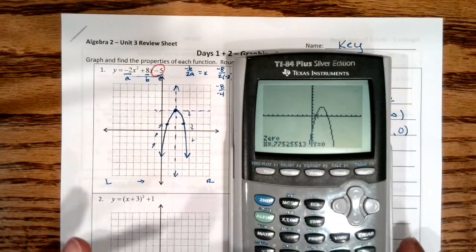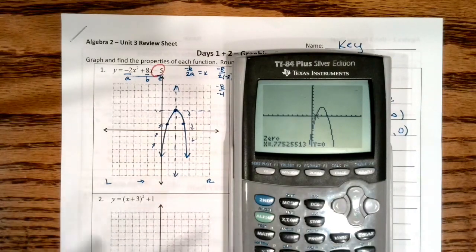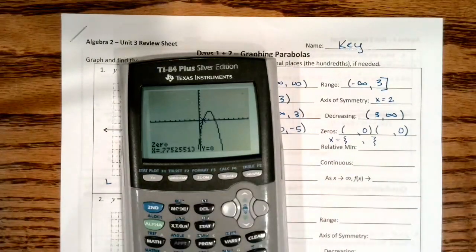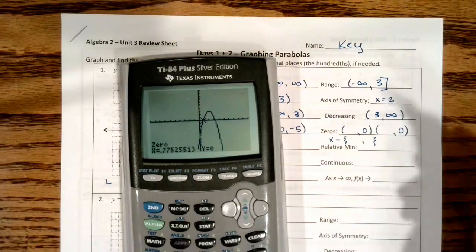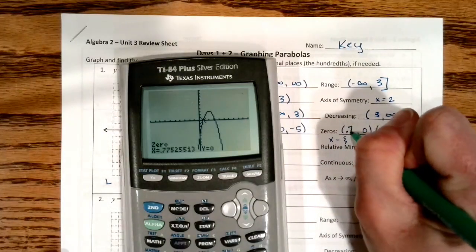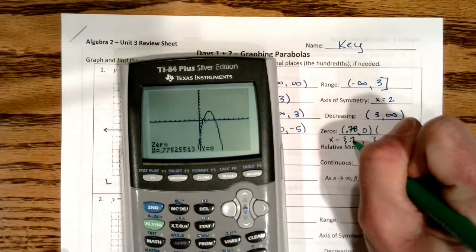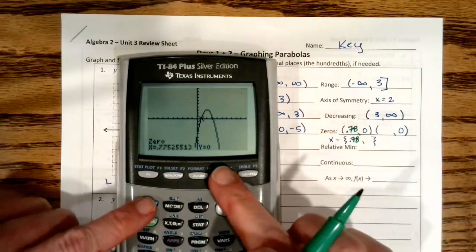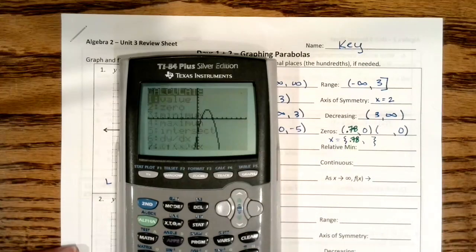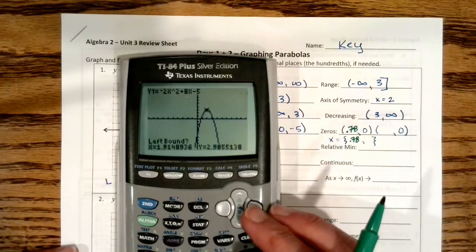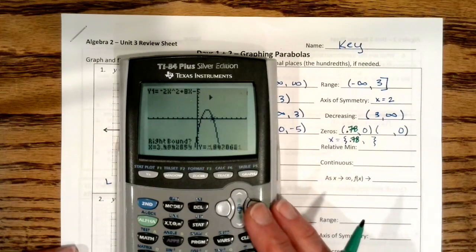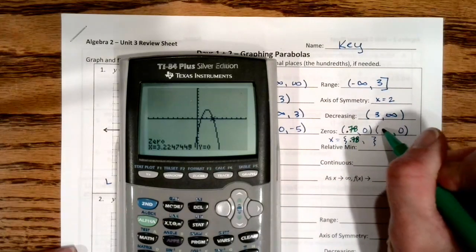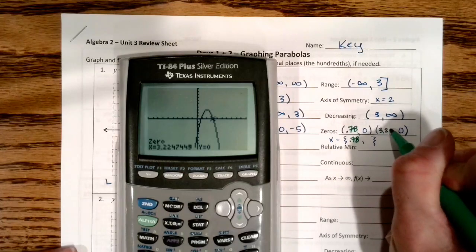My first 0, I'll round to the nearest hundredth, is 0.78. I'll fill that in as my first answer. My second 0, I repeat the process, second calc, choice 2, move over to the left, over to the right. And my second 0 is 3.22.